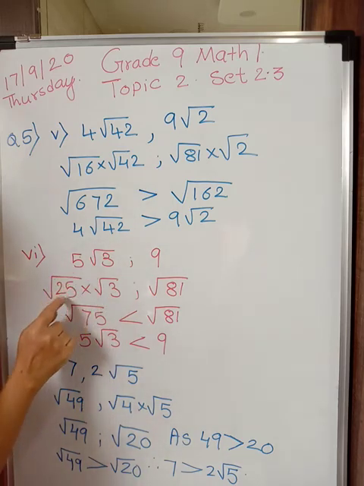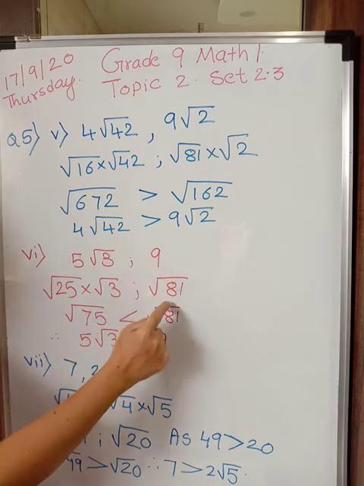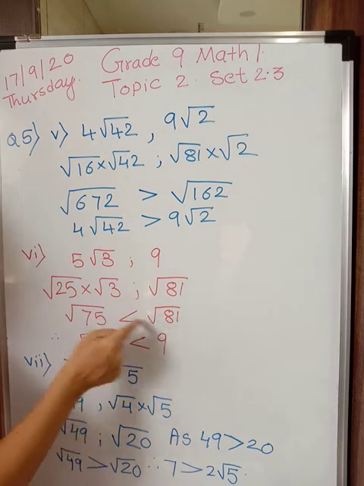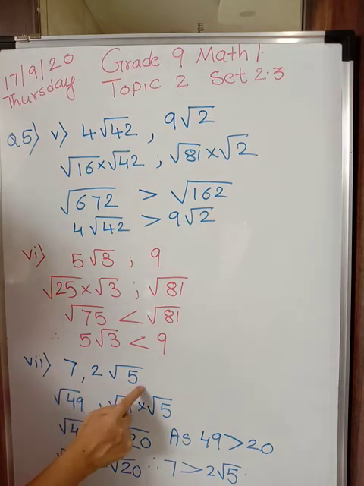Now 5 can be written as root 25. Root 25 into root 3 is root 75. 9 can be written as root 81. Now 75 is less than 81, or 81 is greater than 75, and therefore 5 root 3 is less than 9. See the 7th problem, 7 and 2 root 5. 7 is root 49 and 2 root 5 is root 4 into root 5, so root 20. Obviously 49 is greater than 20 here and therefore root 49 is also greater than root 20. Therefore 7 is greater than 2 root 5.